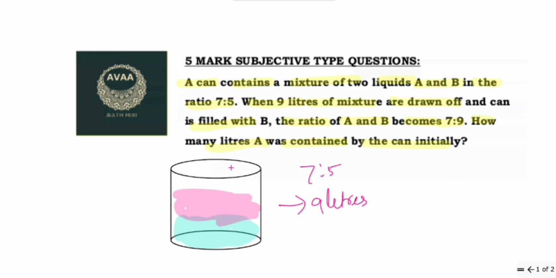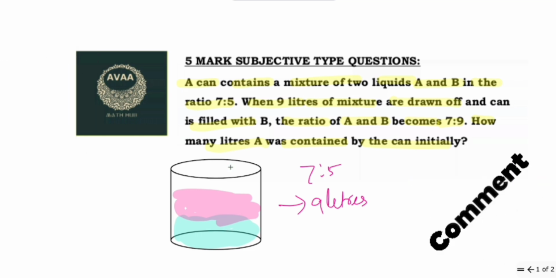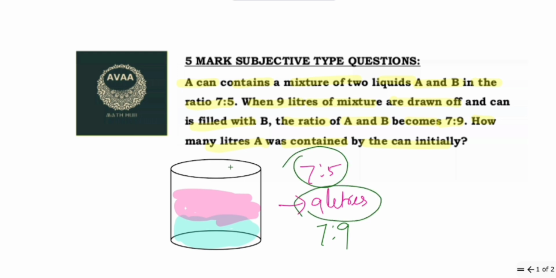We don't know what is there in that 9 liters of mixture. Mixture means A and B together. But after that it becomes B. If so, the ratio of A and B becomes 7:9. So initially it was 7:5. After removing 9 liters, again we are filling that with B. There the ratio got changed, so at that time it becomes 7:9. If so, how many liters of A was there initially? That's what the question is about.